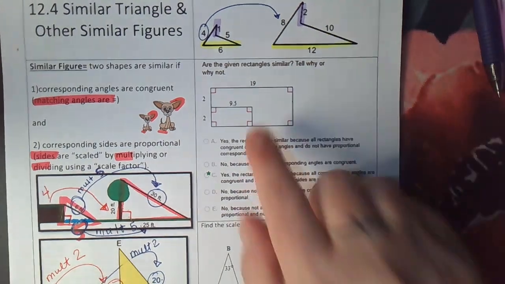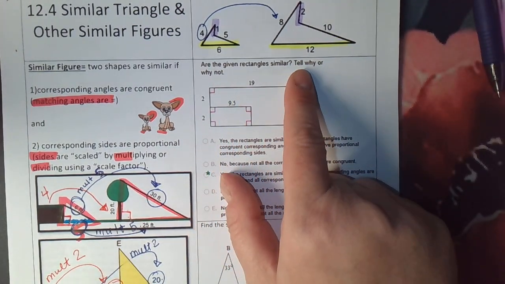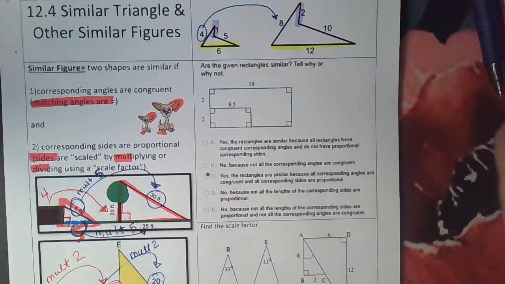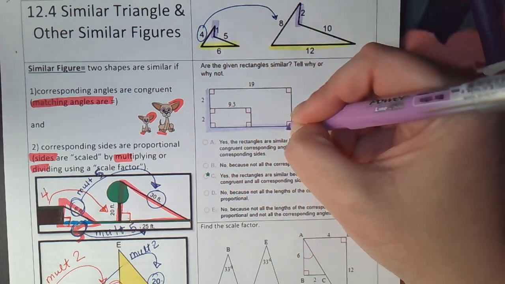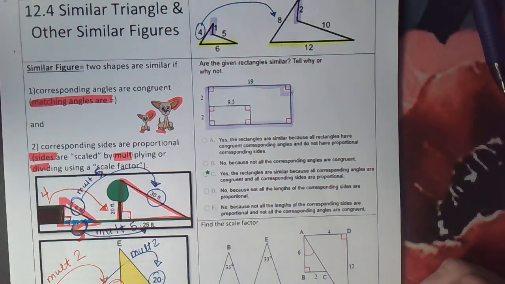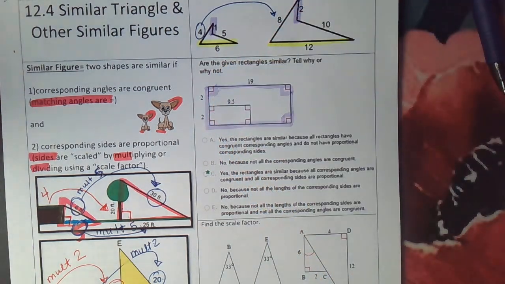So, the next question says, this is a homework problem. It says, are the given rectangles similar? Tell why or why not. Well, first, look at the top right angle of this big rectangle. Look at the top angle. It's a right angle. So is the bottom right. And the top left, and so on.